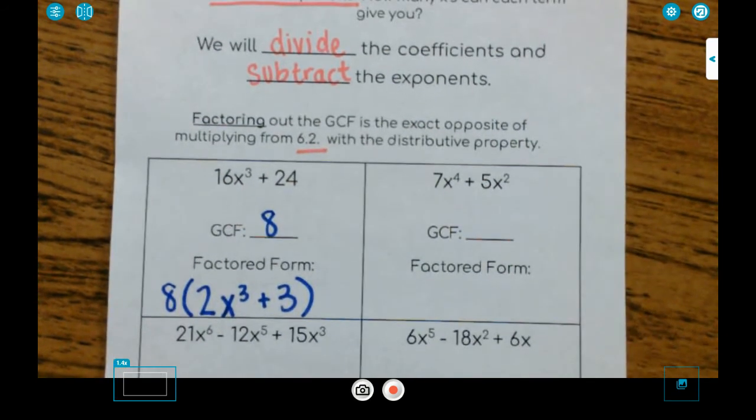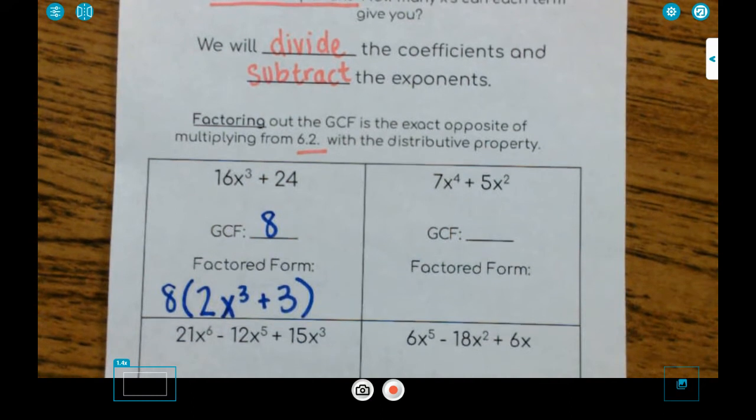Okay, let's look at the next one. We've got 7x to the 4th plus 5x squared. Is there anything that we can divide both 7 and 5 by? No, we can divide them both by 1, but there's really no point in dividing by 1 because it doesn't change the value. So we're not going to divide by 1.